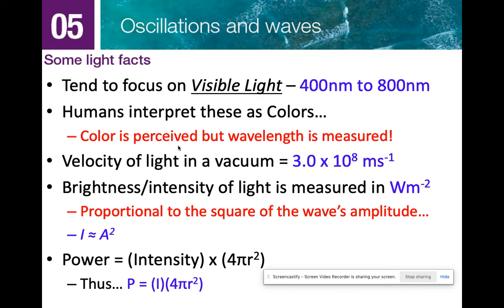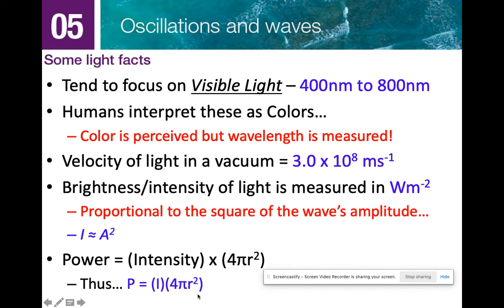All right, velocity of light in a vacuum is 3 times 10 to the 8th meters per second. Brightness, or intensity of light, is measured in watts per meter squared. That has to do with basically the amount of wattage of light over an area, which kind of makes sense, and we'll talk about that. So intensity is proportional to the square of the wave's amplitude. Power is intensity times 4 pi r squared. So basically, intensity times the area.